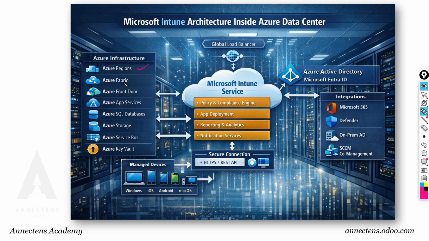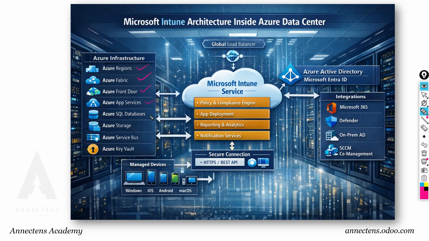So this segregation is formed, and Azure Fabric is the backend infrastructure, as I mentioned, on which Intune is heavily dependent. Next we'll talk about what the front door is. In the next slide I have covered app services, and how your apps interact.